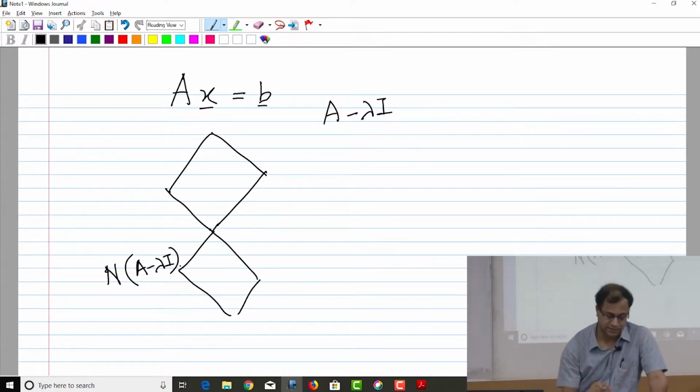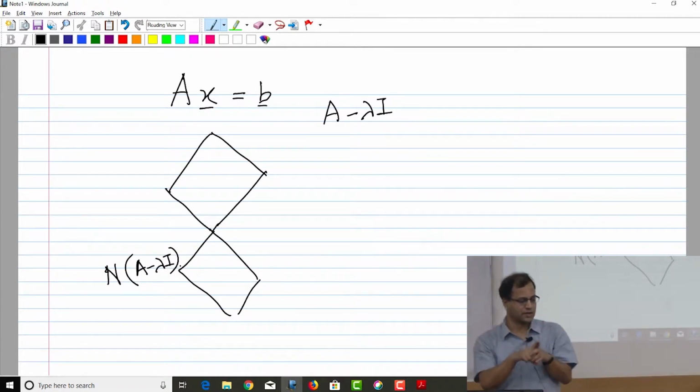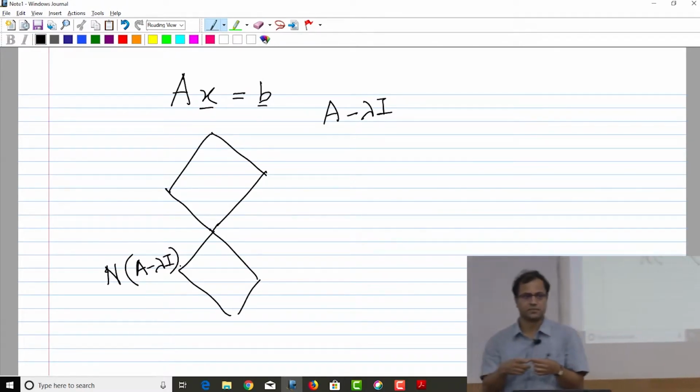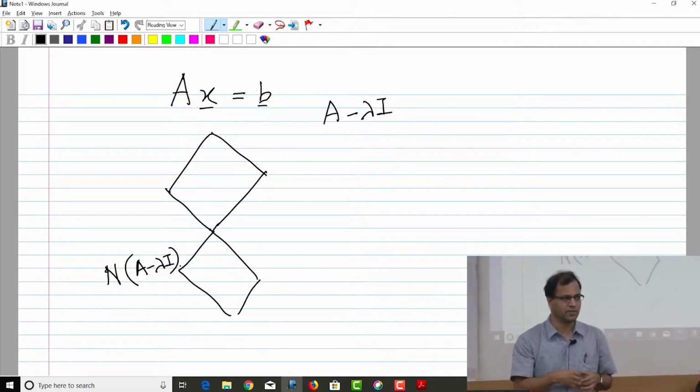Now the null space of this matrix A minus lambda I will have more than just the 0 element, in addition to that, more elements, when the column vectors of this matrix are dependent. So that's our definition, right? When the column vectors are dependent, that means the null space will have more vectors. We have discussed this in the last lecture, if you remember.